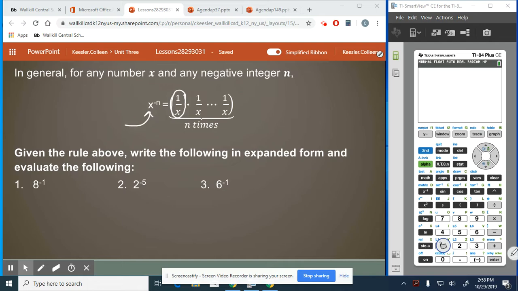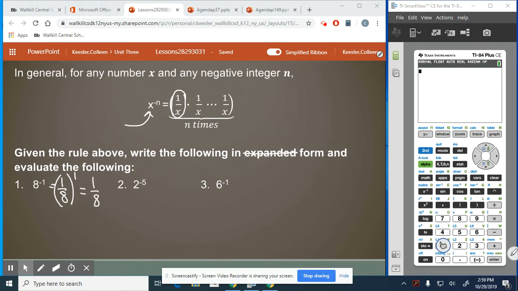So given the rule above, we're going to write the following in expanded form and evaluate the following. I'm not worried about you guys writing in expanded form, so we're going to skip that. We're just going to rewrite it with a positive exponent and then evaluate if necessary. So this 8 to the negative first is telling us to do the reciprocal of the base. So 8, its reciprocal is 1 over 8, and it wants us to do it one time, or to the first, and anything to the first is just itself. So our final answer is 1 over 8.